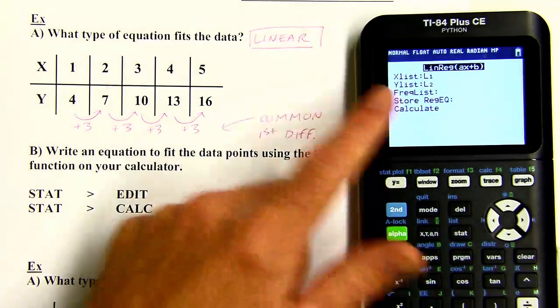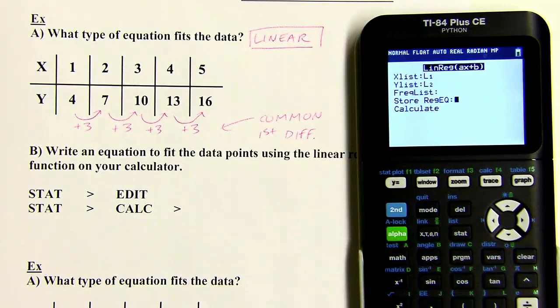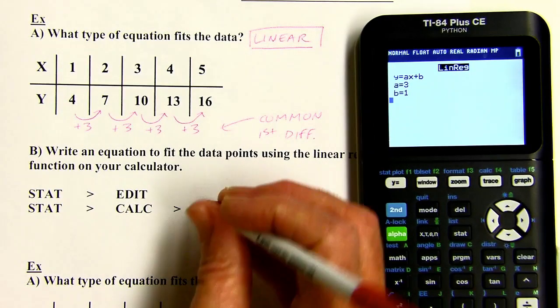If you have this screen, just make sure you're using the right lists, like your X list, that was my L1 list, and so forth. You can basically usually just hit enter until it gets past this screen, and then you should hopefully get to a screen that looks like this.